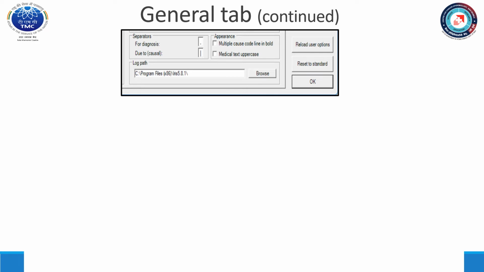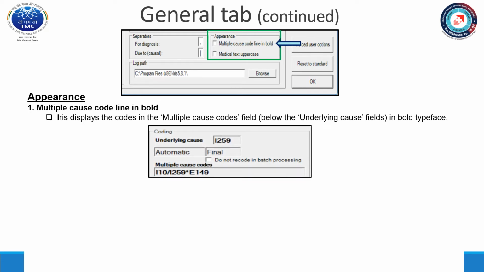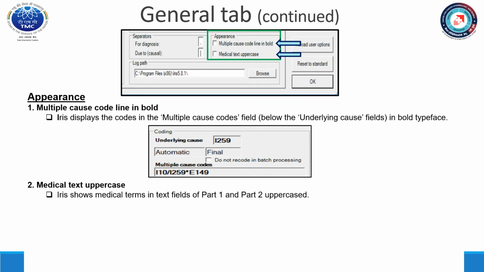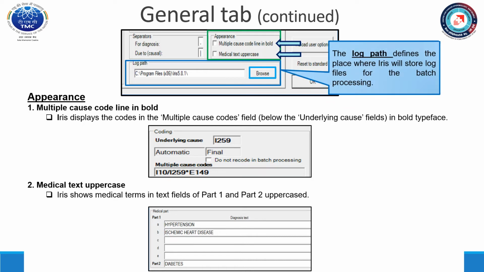Here, let me present the two options in the Appearance section within the General tab. If you select the multiple cause code in line bold, Iris displays the codes in the multiple cause codes field below the underlying cause fields in bold typeface. If you select medical text uppercase, Iris shows medical terms in text fields of Part 1 and Part 2 in uppercase. The log path defines the place where Iris will store log files for the batch processing. You can change the path via the Browse button.